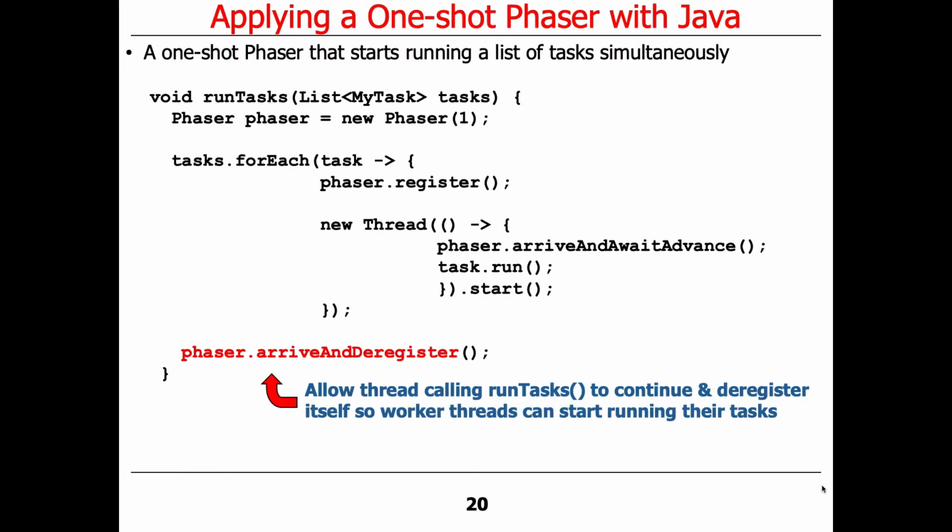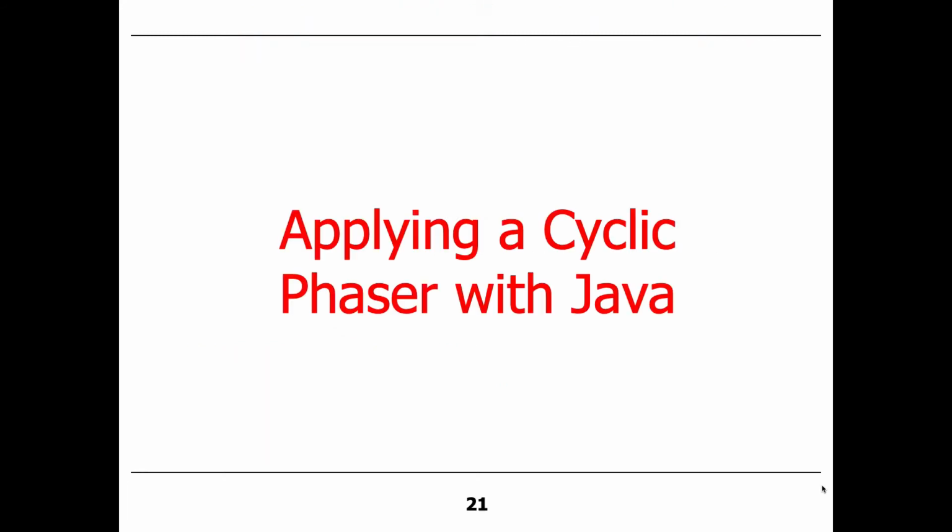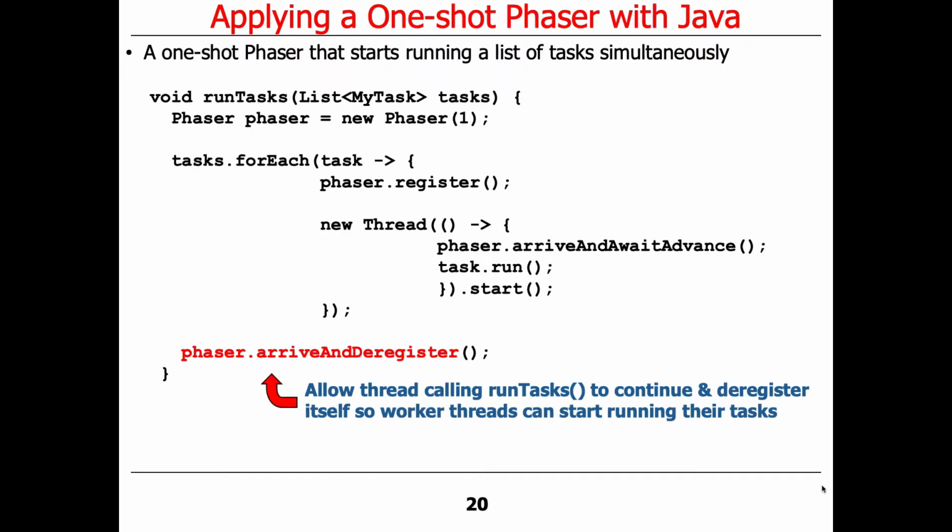And then keep in mind that after this loop runs, we've got a bunch of threads that have started up, and the main thread, the thread that called run tasks, says, all right, I'm here and I'm out of here, so I'm going to deregister myself. And that basically says after all of these other threads have shown up, then they can all start to run. So they don't have to wait for this guy. This guy's going to deregister himself. Okay, so that's the one-shot phaser.